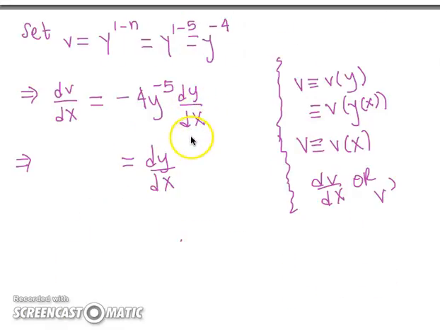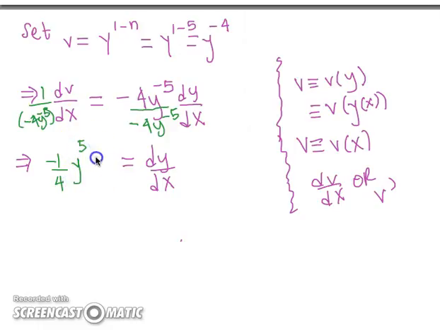Then we can solve for the derivative of y in terms of the derivative of this new variable. From the previous equation, I'm going to divide both sides by -4 y to the -5. What we obtain is y prime equals -1/4 times y to the 5 times the derivative of v.